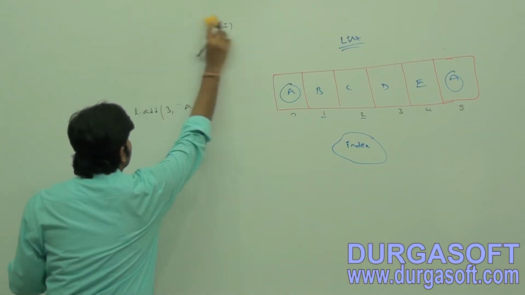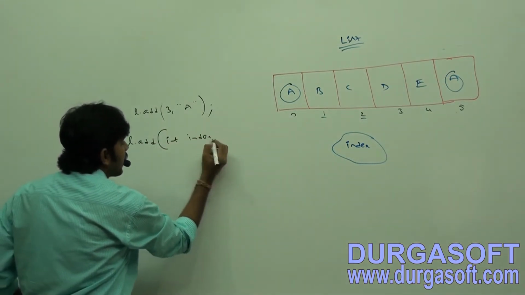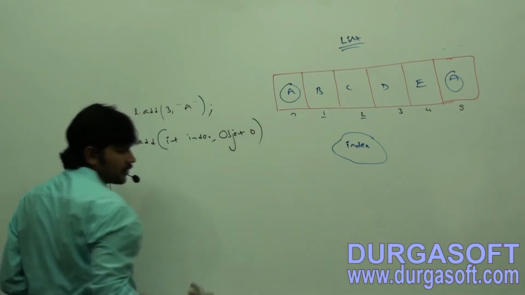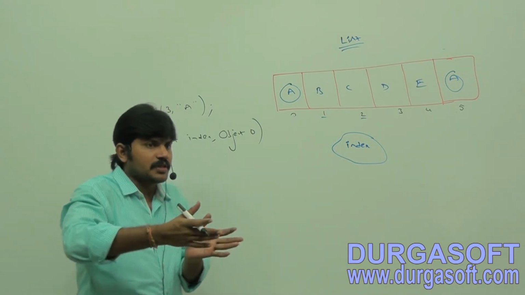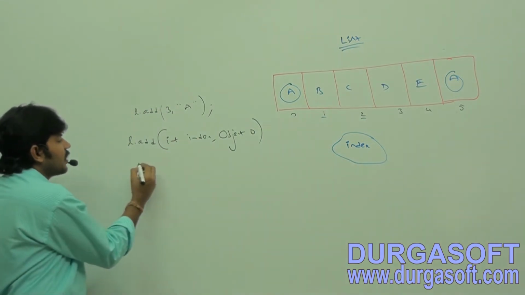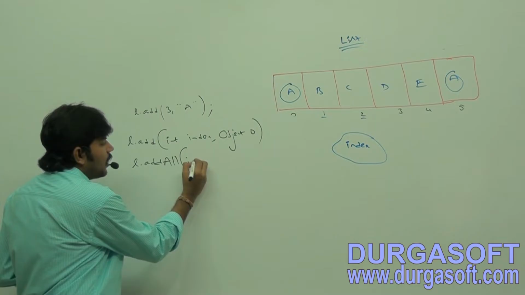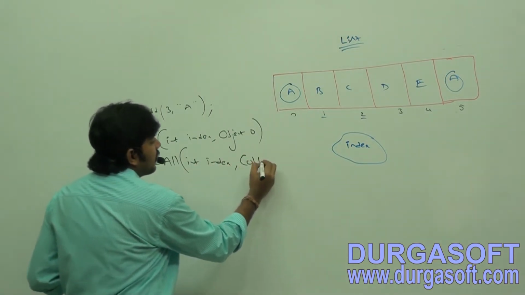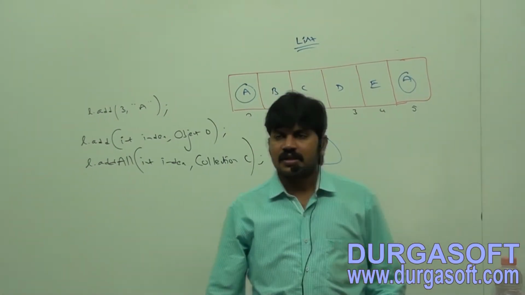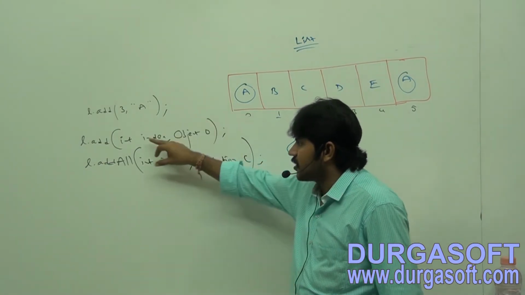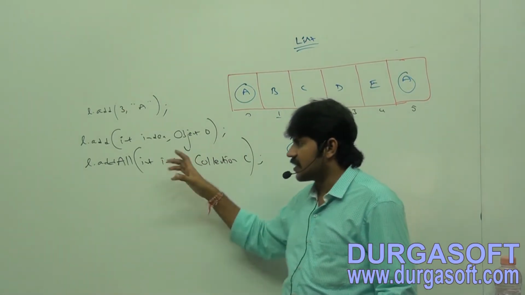Can you generalize the method? l.add(int index, Object o): int index, comma, which object you want to add. Sir, I don't want to add a single object, I want to add a group of objects starting from this index. Then what is the method? l.addAll(int index, Collection c). To add a particular object at the specified index, use add; to add a group of objects from this index onwards, use addAll.